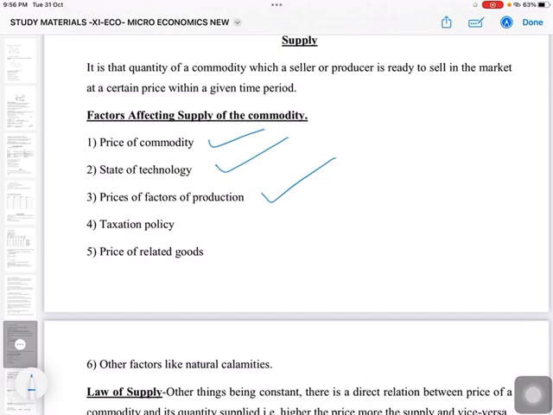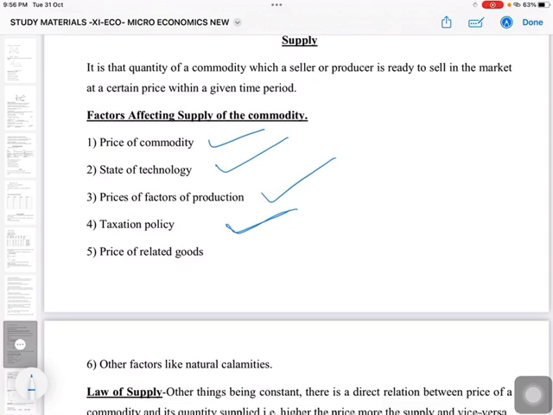फोर्थ फैक्टर इज टैक्सेशन पॉलिसी. गवर्नमेंट इज इम्पोजिंग टैक्सेस ऑन द गुड प्रोड्यूस. व्हेन गवर्नमेंट इज इम्पोजिंग लेस टैक्सेस, द प्रोड्यूसर इज एनकरेज्ड टू प्रोड्यूस मोर. सो द फोर्थ फैक्टर इज टैक्सेशन पॉलिसी. एंड द फिफ्थ फैक्टर, price of related goods.